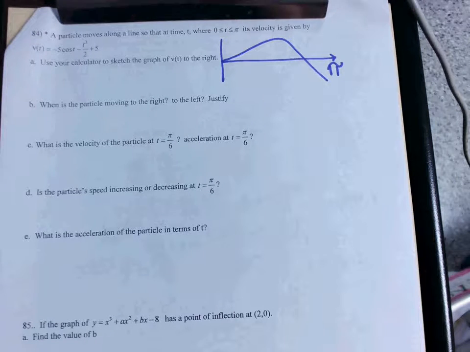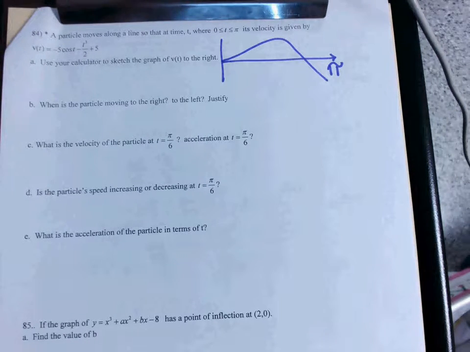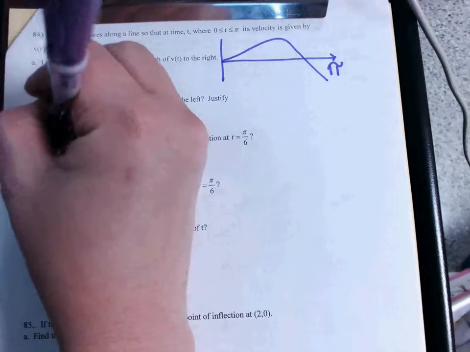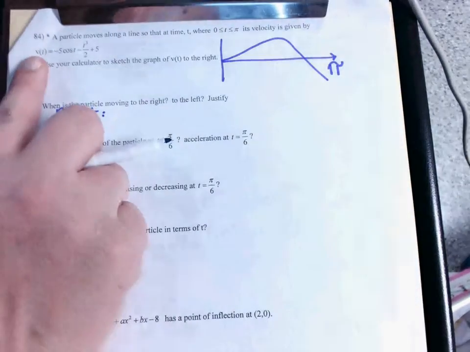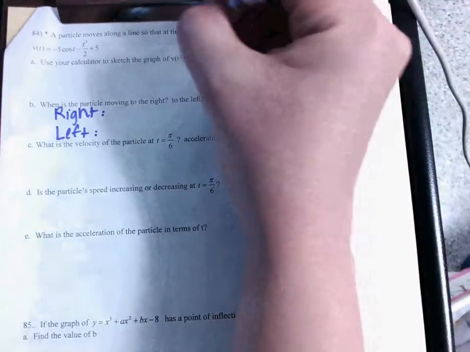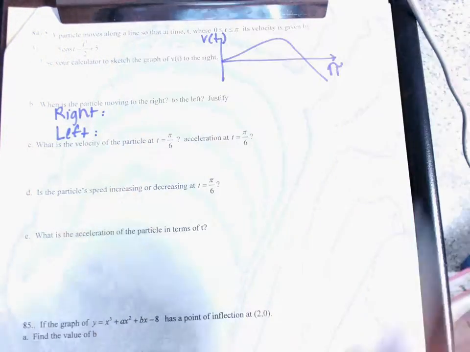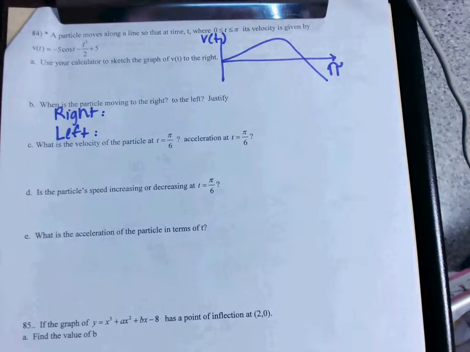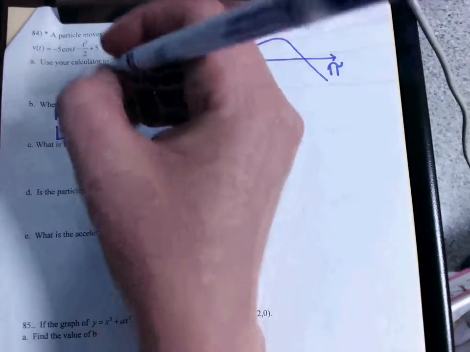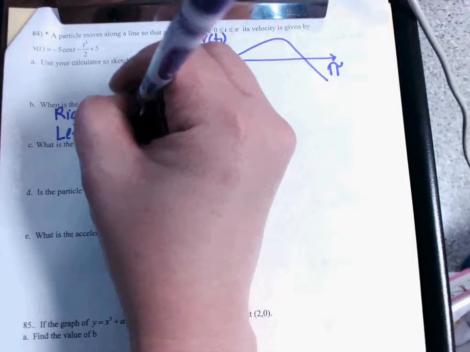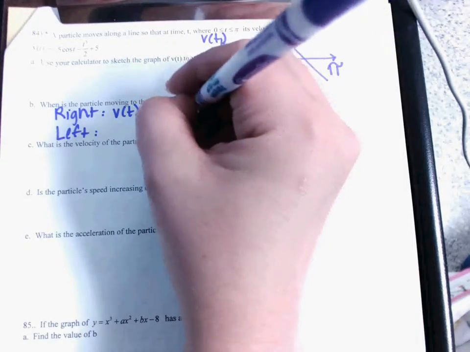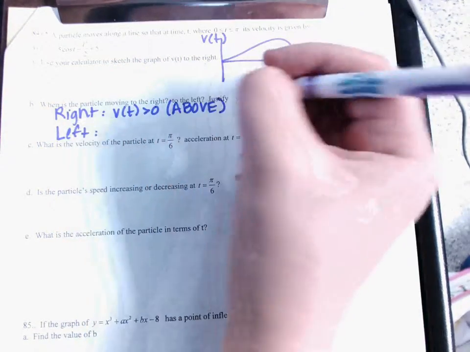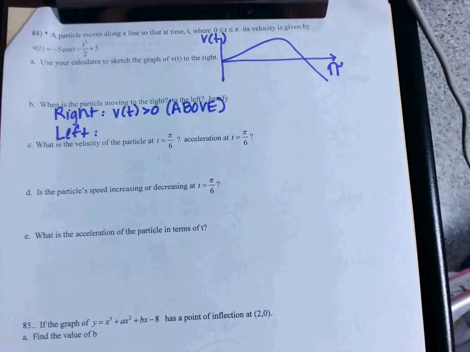Part B. When is the particle moving to the right? When is the particle moving to the left? What is this a graph of? This is a graph of V of t. Remember that if V of t is positive, the particle is moving to the right, then where would it need to be on the graph? It would need to be above the x-axis.